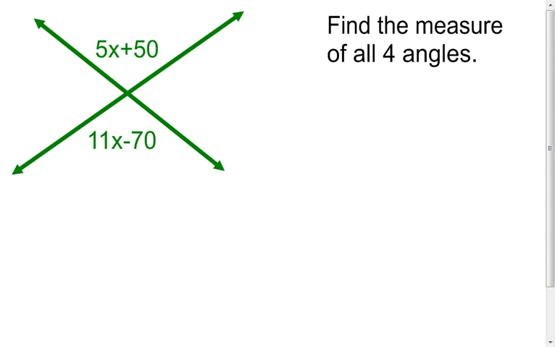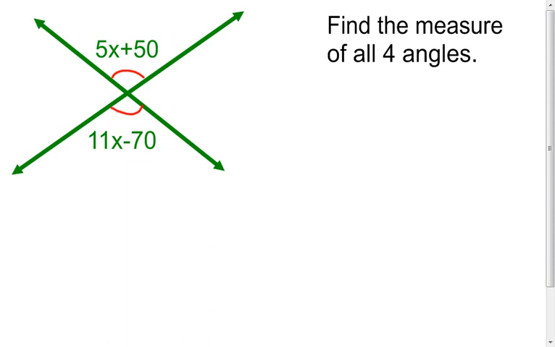Here's an example of vertical angles, and what I want to do is figure out the measure of every single one of the angles involved in this little picture. So there's 4 of them. Well, the first thing I think back to is what did I learn about vertical angles? And I learned that vertical angles are going to be congruent.